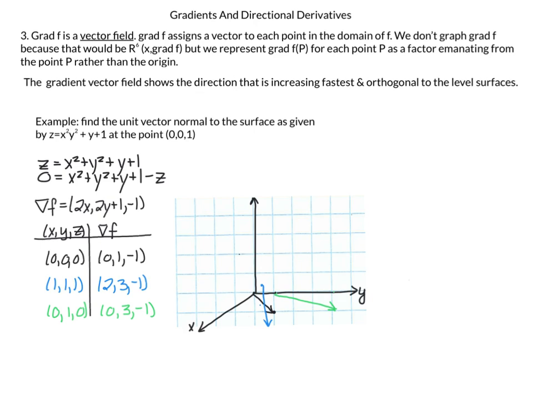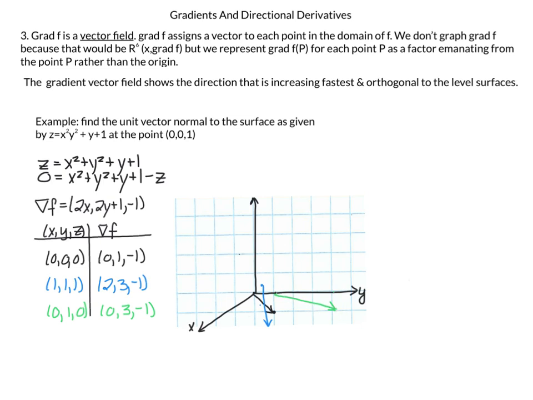So what that tells me is at this point, 0, 0, 0, this is the direction of fastest increase for my function. If I'm at this point here, which is theoretically 1, 1, 1, then this is the direction of my fastest increase. And if I'm at the point 0, 1, 0, this is the direction of fastest increase.